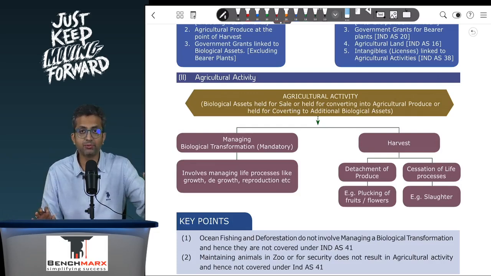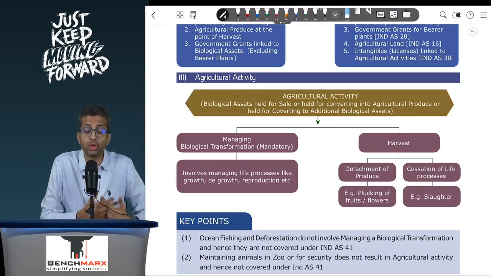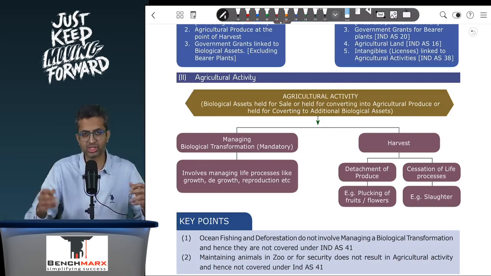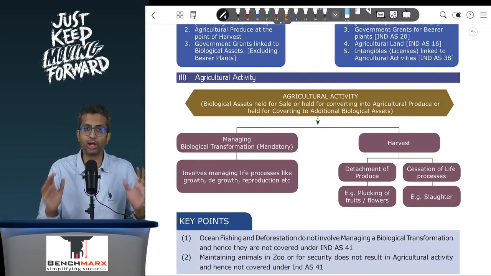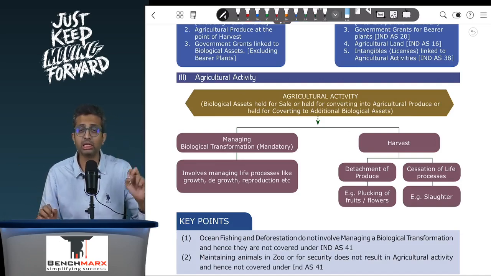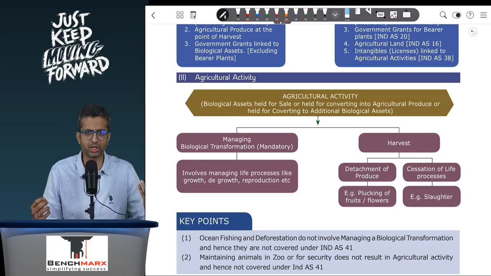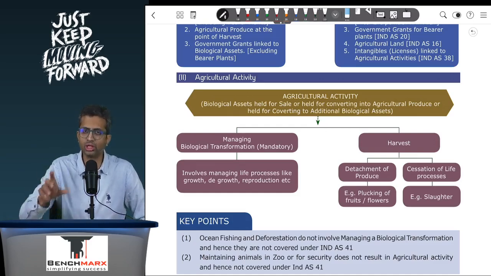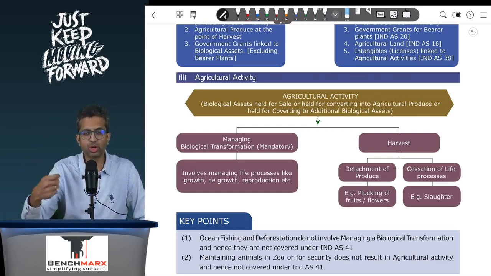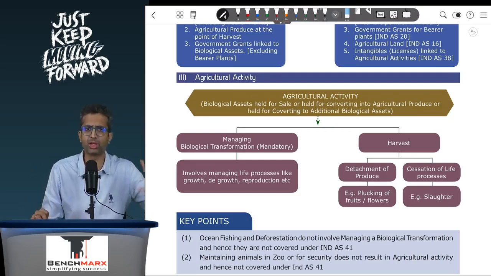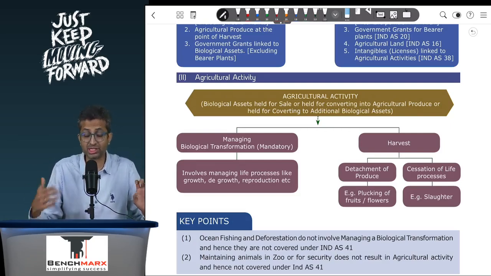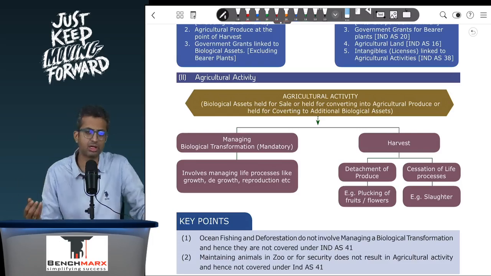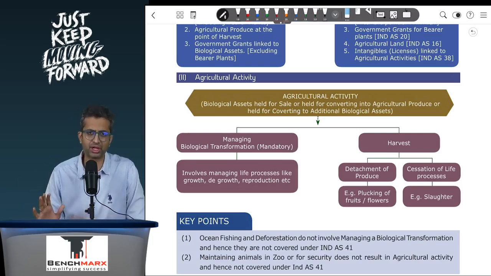So for example, if your biological asset is something like a poultry farm and you're holding it for sale, then these birds in a poultry farm will be taken as a biological asset for agricultural activity. Secondly, for converting into agricultural produce, for example, if you're holding a tree where you are going to get fruits. Now the tree per se may be a bearer plant. However, if you are holding it for the purpose of the fruits, you are having an agricultural activity. The tree may not be covered under Ind AS 41, it may be Ind AS 16. The fruit at the point of harvest may be covered under Ind AS 41 if specific things are fulfilled, but you are holding them for converting into agricultural produce.